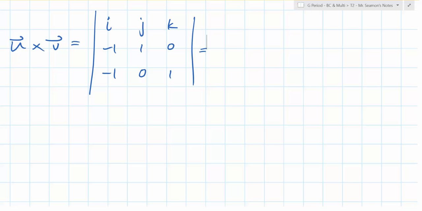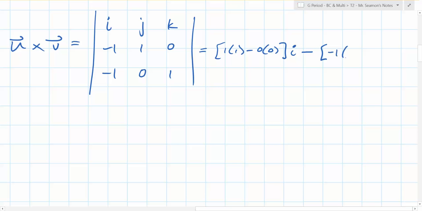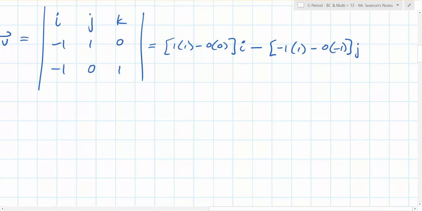You with me so far? So do it real carefully. The first one's going to be 1 times 1 minus 0 times 0, times what? I. Minus, parentheses, -1 times 1 minus 0 times -1, what? J. And I always run out of space, so I always have to do this. Plus what? -1 times 0 minus -1 times 1, K.